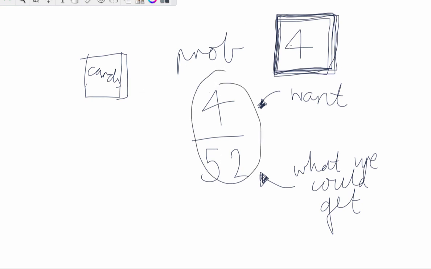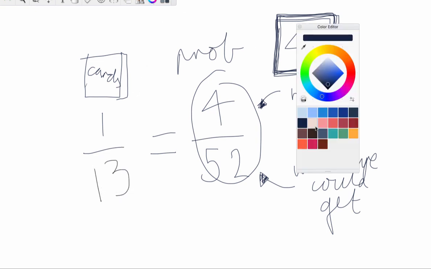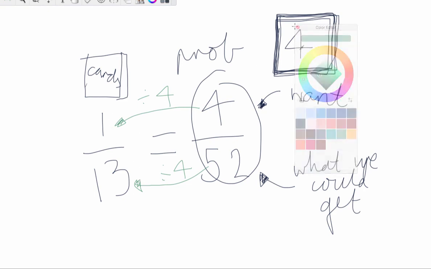The probability of getting a 4 out of a normal pack of cards is 4 out of 52, and we know that simplifies to 1 out of 13. Because, as we know, whatever you do to the top, you also do to the bottom one, and we simplify it to 1 out of 13. The probability of getting a 4 in a normal pack of cards is 1 out of 13.